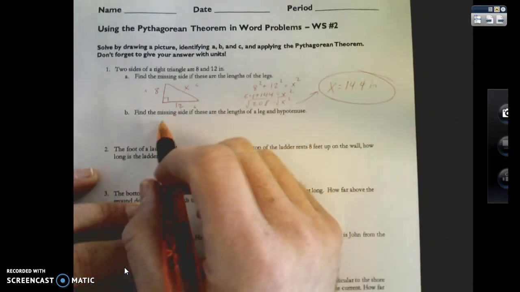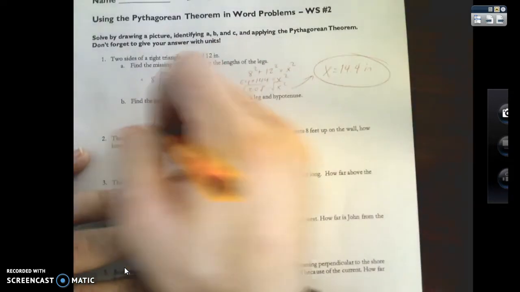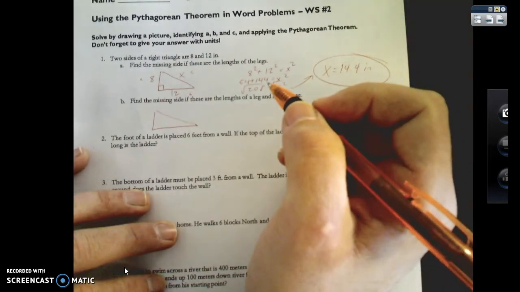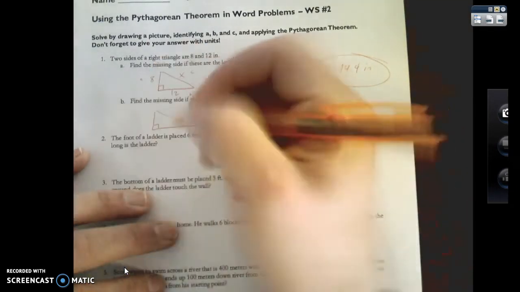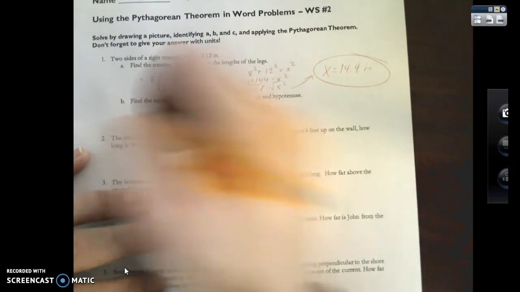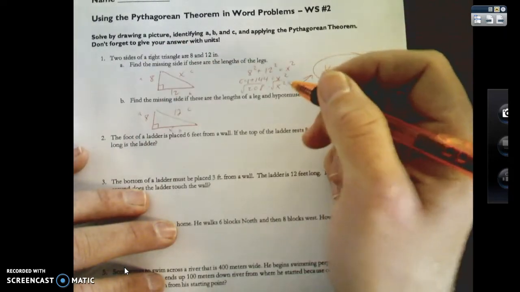Now, find the missing sides. These are the lengths of the leg and the hypotenuse. Now, here's the one thing where you got to think a little bit. If one of these sides is the hypotenuse, which one has to be it? Well, it has to be the larger one. So 12 must be my C in this case. 8 would go anywhere you'd want because A and B are interchangeable, and now I'm bumping the x over there.